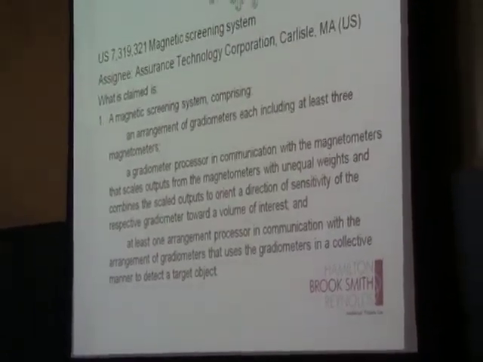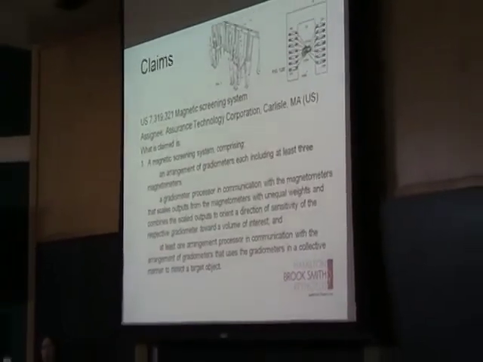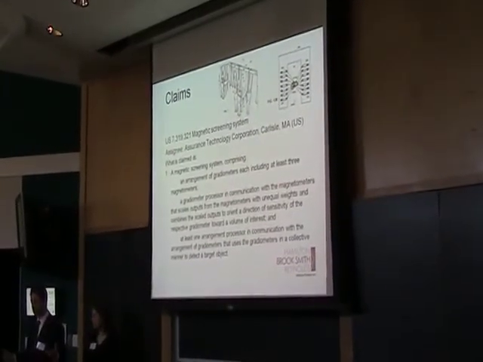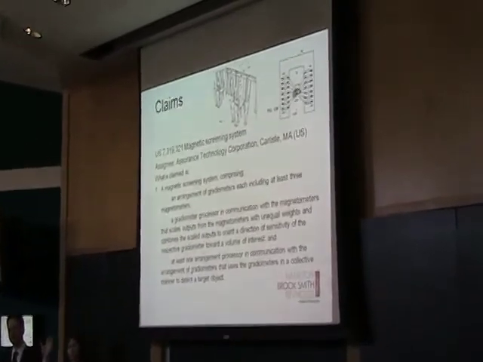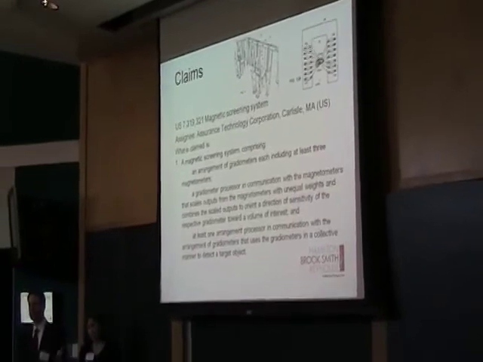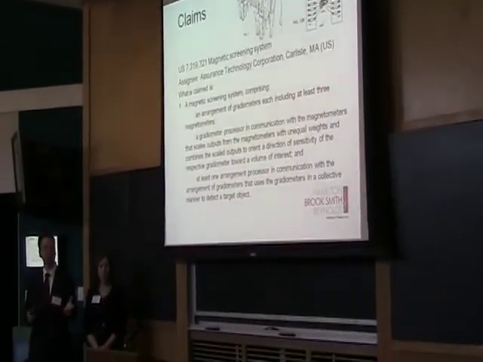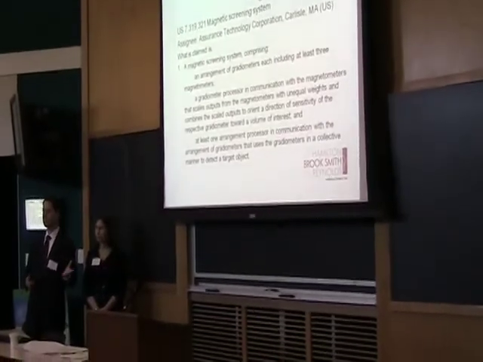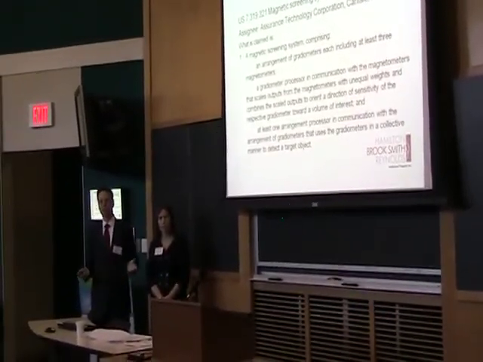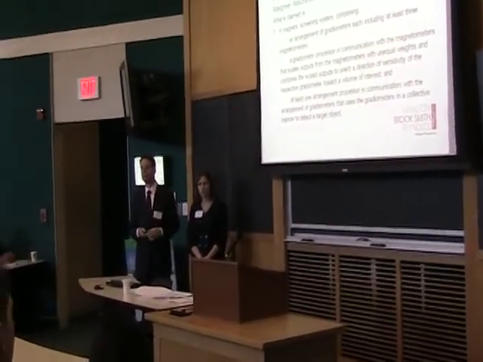And at least one arrangement processing communication with the arrangement gradiometers uses the gradiometers in a collective manner to detect a target object. All that defines a portal or some other arrangement of these gradiometers that has multiple magnetometers, such that it can detect. So that's an example of a claim. That's the language right there that would say, we have something that's different, and that is the claim that issues.